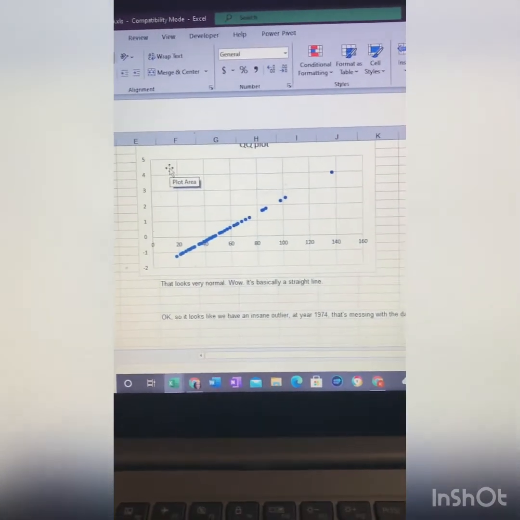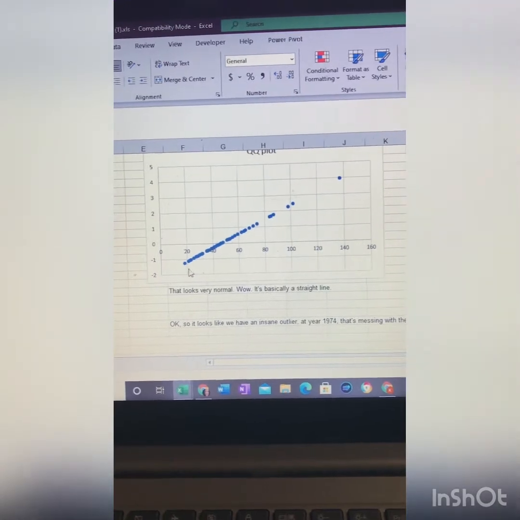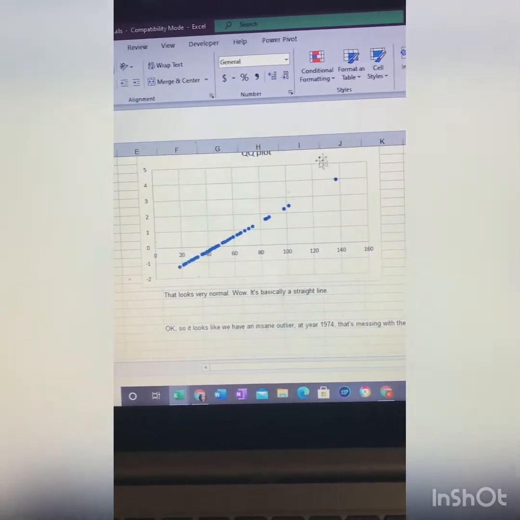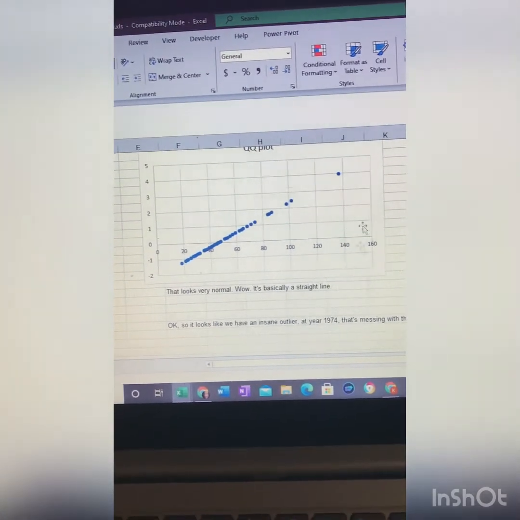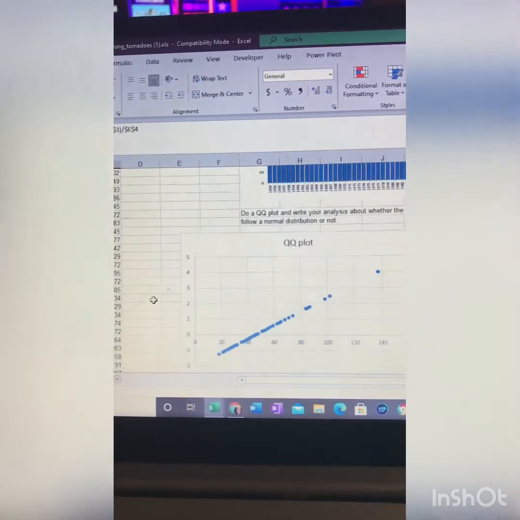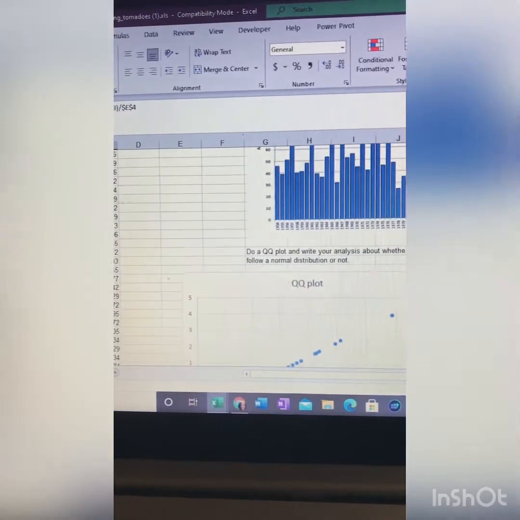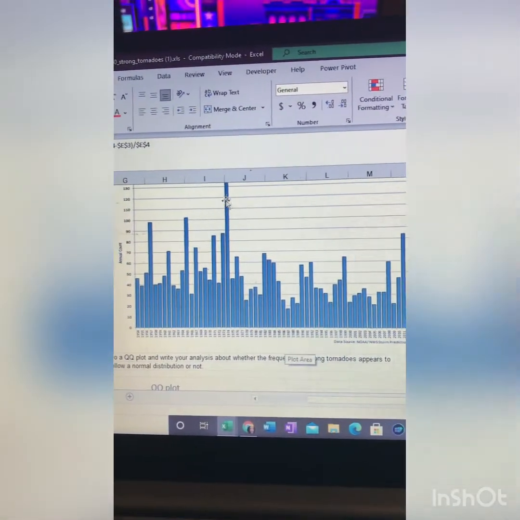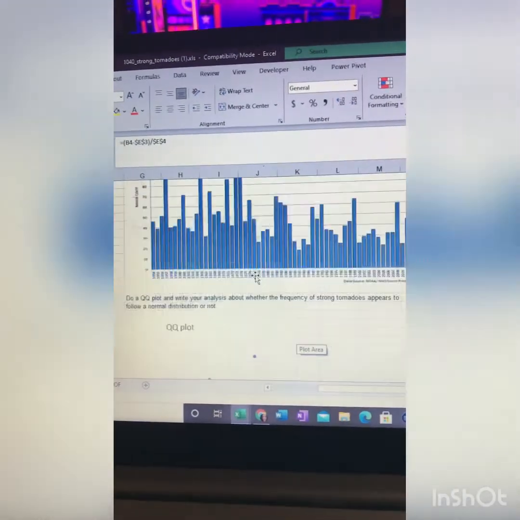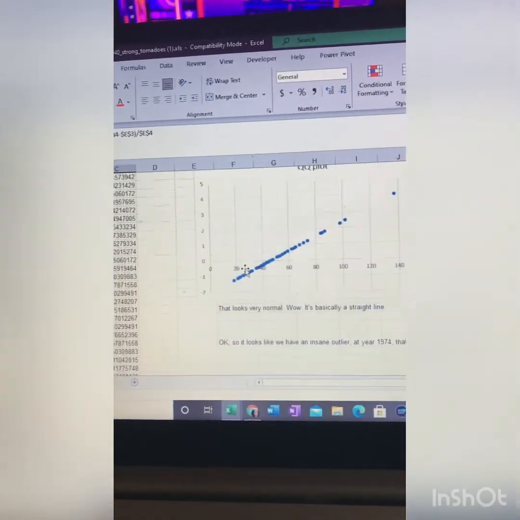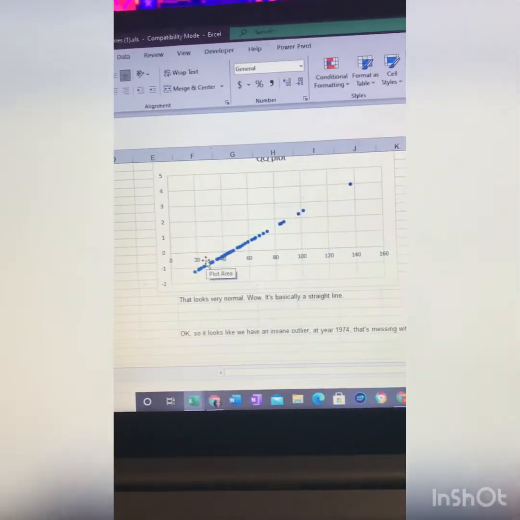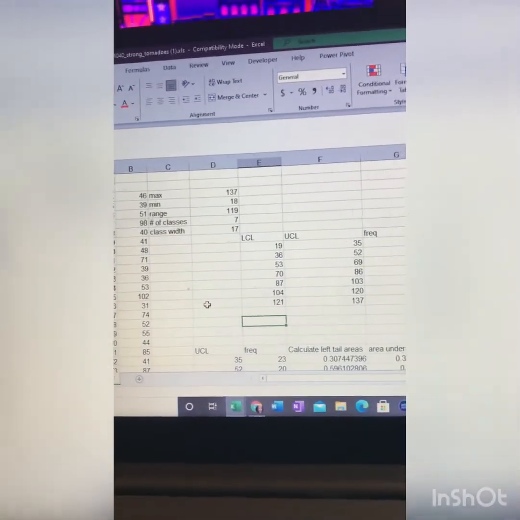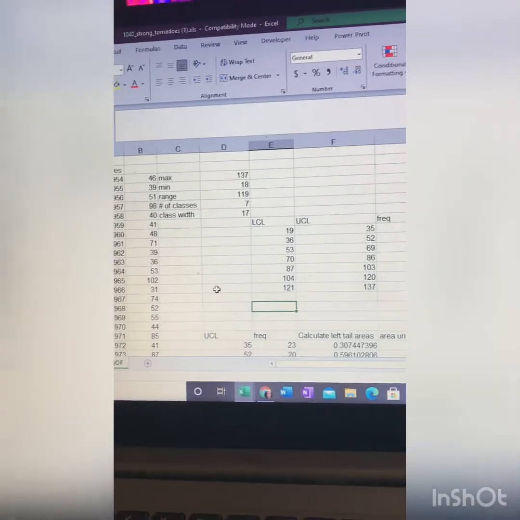So it looks like our data right here is very normal, like an arrow-straight line. And then right here, it does look like we have a huge outlier at the 137. That is in year, where is it? 1974. And even on this, it looks like a huge outlier. If I were to do this test, I would take out the outlier, but c'est la vie, we're going with it. Next, let's calculate our frequency histogram.